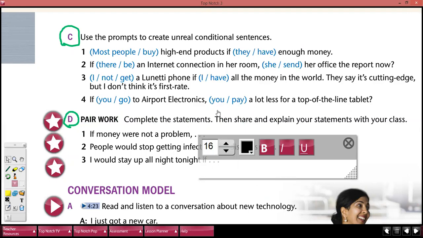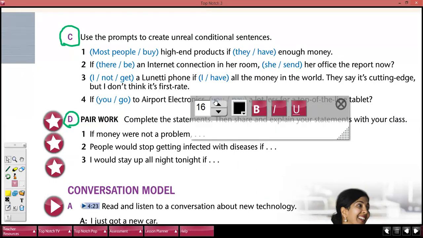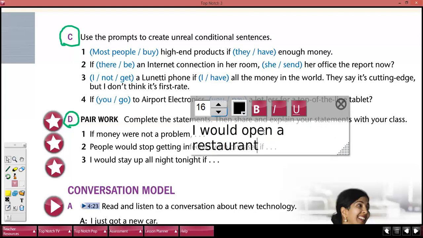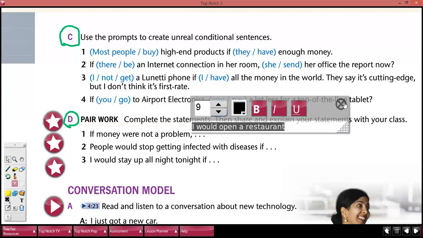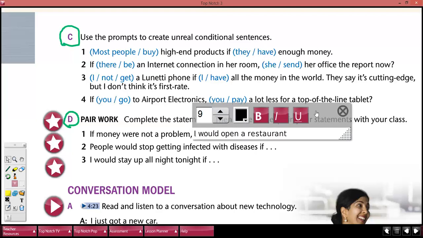Well, me, for example, I would start or buy, I don't know how to say it. Oh, I think that open. Okay, that will be me. That's what I will do. If I had all the money in the world, I would open a restaurant. Okay, yeah, that's what I will do. I don't know about you.